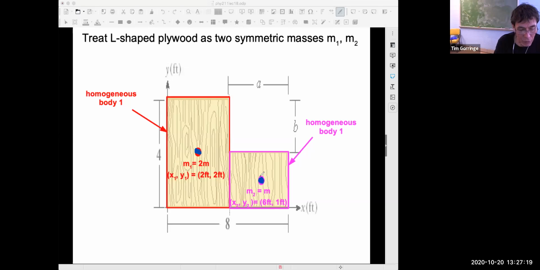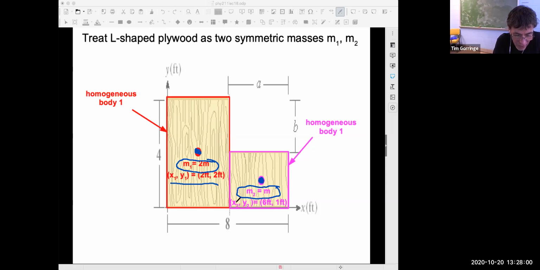So the first thing I did was say, well, look, I'm not going to think of this horrible L-shaped piece of plywood. I'm going to think of it as two pieces of plywood, a nice symmetric rectangle on the left and a symmetric rectangle on the right. The mass of the one on the left is going to be twice the mass of the one on the right. I called the mass of the one on the left M1. I called the mass of the one on the right M2. And the one on the left is twice as big and so twice as massive. So I called their masses M1 and M2, but I know one of them is 2M, whatever M is, and the other one's just M.